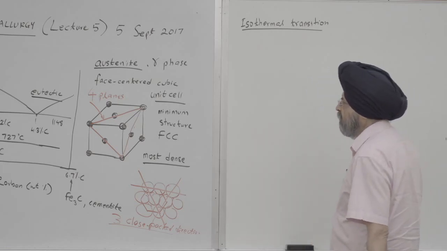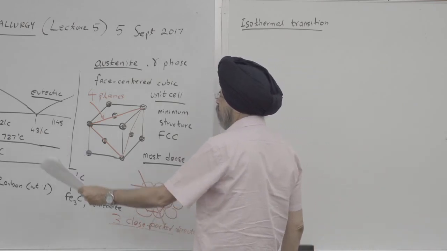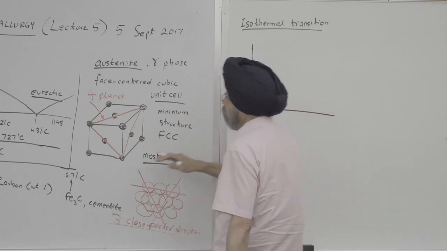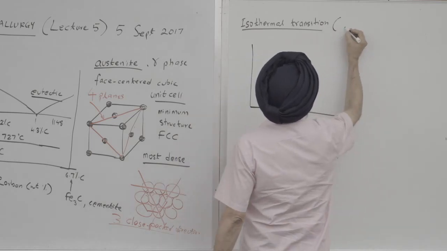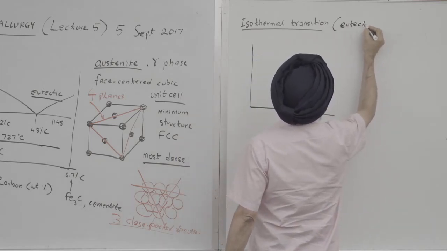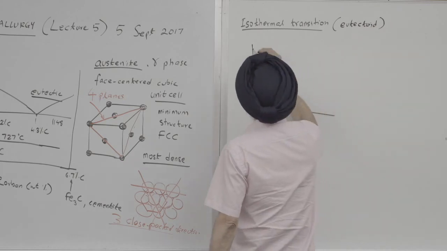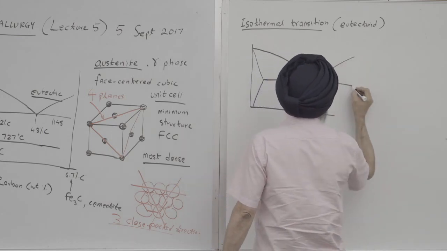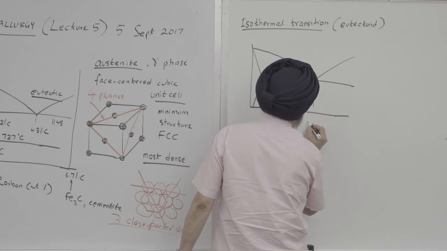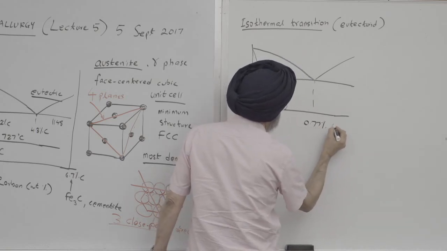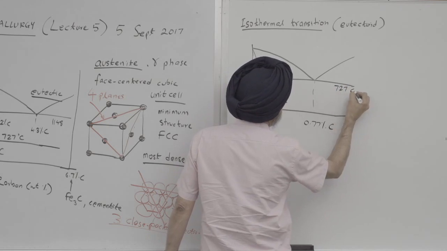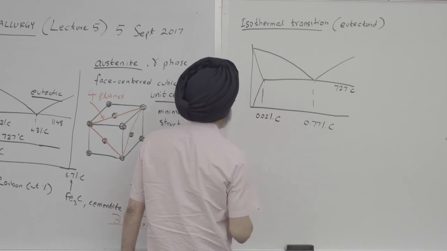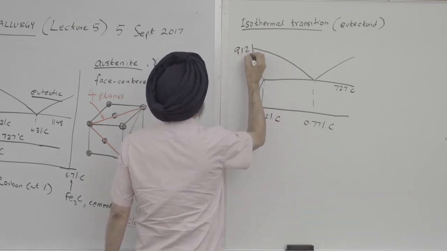So let me redraw the iron-carbon diagram that's of interest to us today. I'll only draw the eutectoid reaction. So we're dealing with the eutectoid reaction, and for that we have a diagram that looks like this. This composition is 0.77% carbon. This temperature is 727 C. This is 0.02% carbon. And this temperature is 912 C.